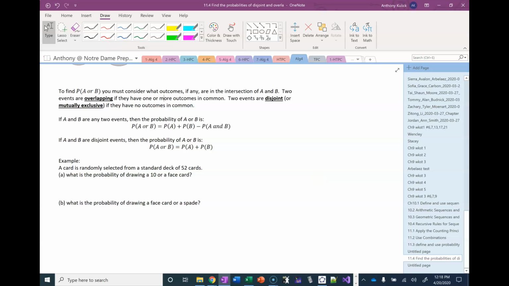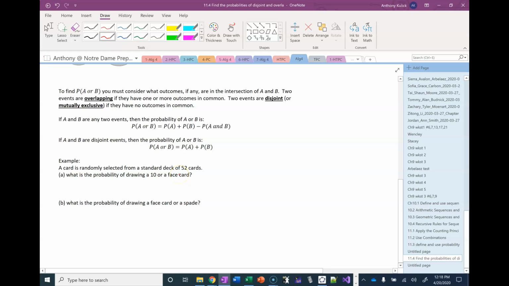There's 2 colors. There's red cards, so the hearts and diamonds are reds. And there's black cards. The spades and clubs are black. Okay. Now that we've reviewed what the standard deck of cards looks like, we ask, what is the probability of drawing a face card or a 10?